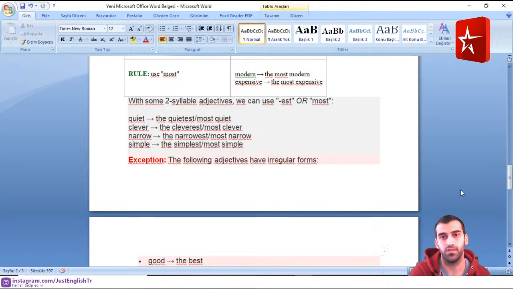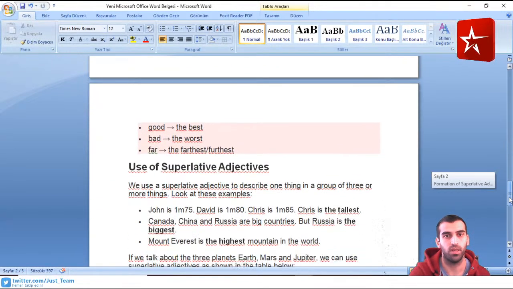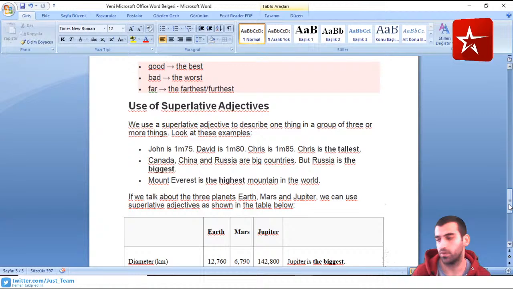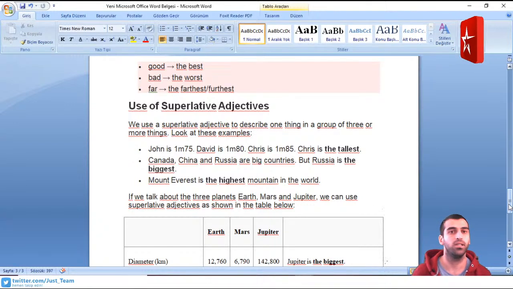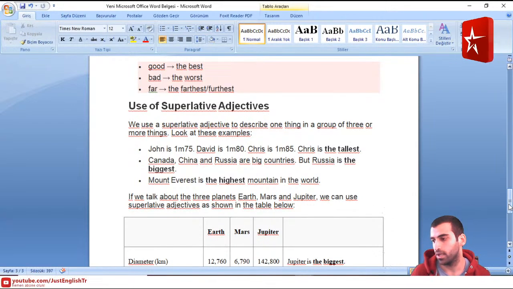The following adjectives have irregular forms. For example, we have good, bad, and far. They are irregular adjectives in English. For example, we change them differently, we change the root of the adjective. Good: we can't say gooder or goodest. We say good, the best; bad, the worst; far, the farthest or furthest.